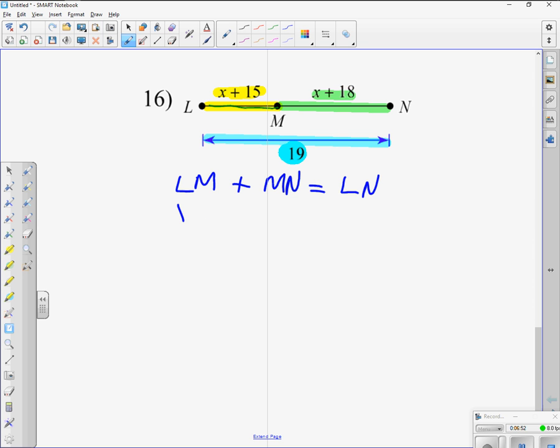Substitute the values. From L to M, that will be x plus 15, plus the other piece. The other piece is MN. That is x plus 18, is equal to the whole thing, which is equal to 19, and then follow the steps and solve for x.